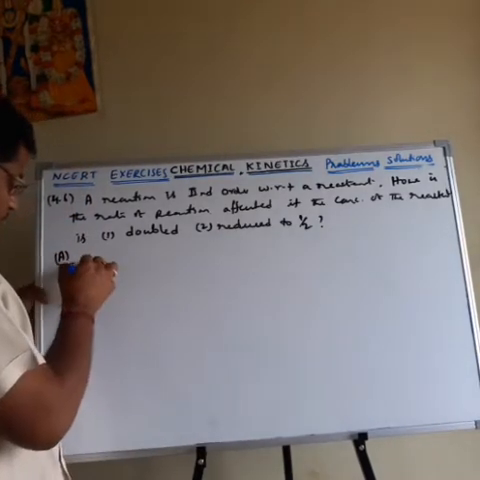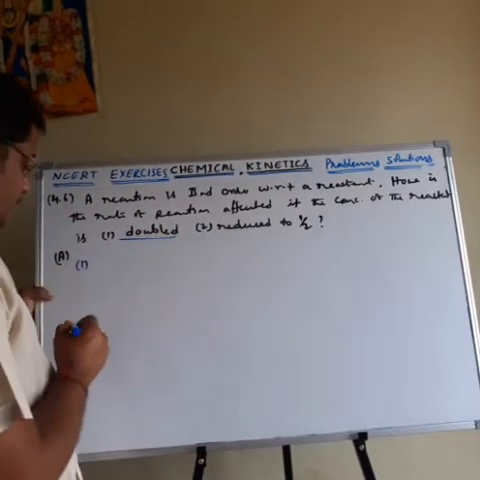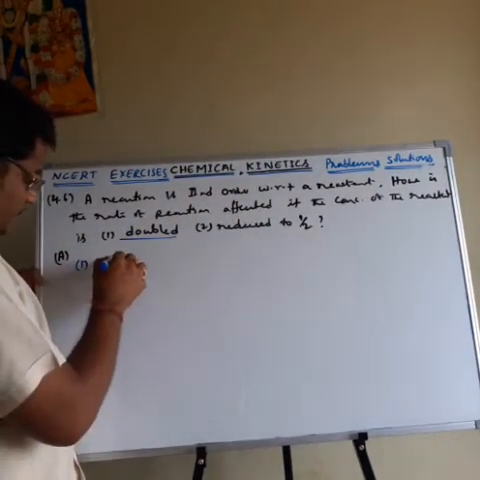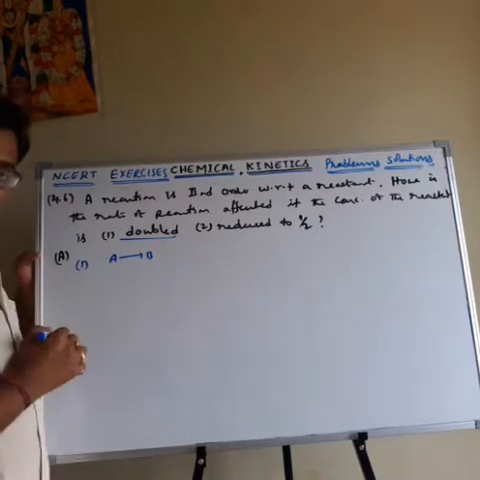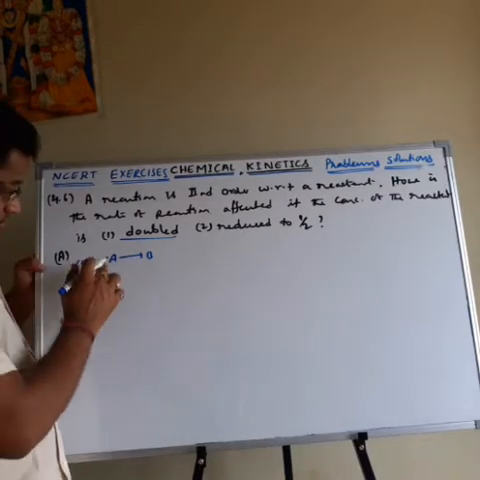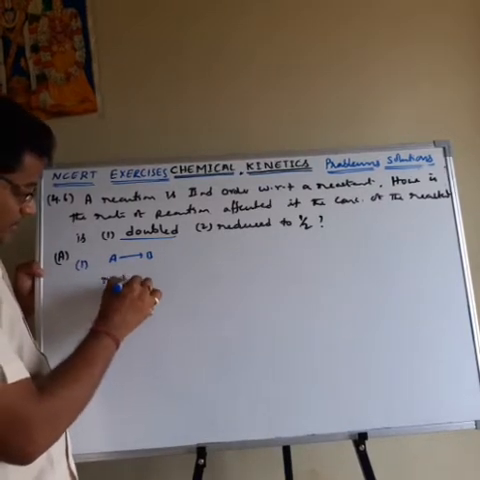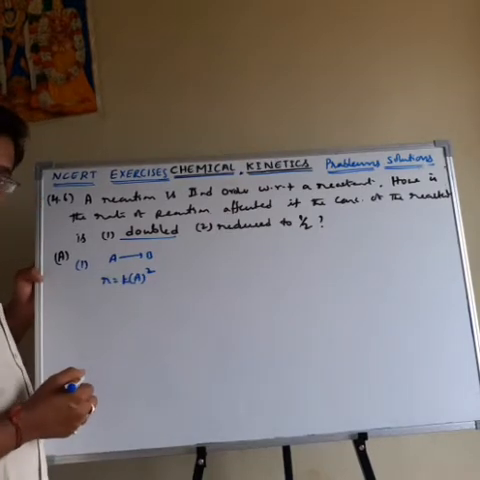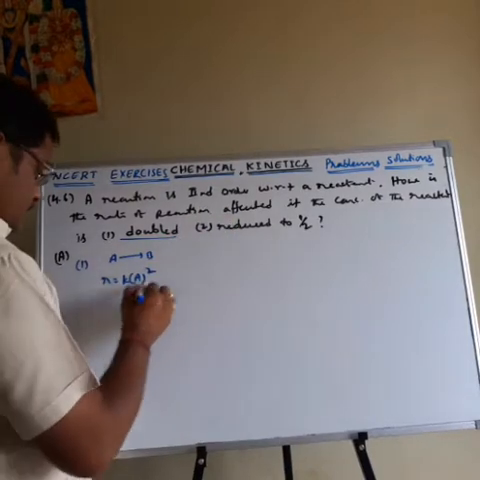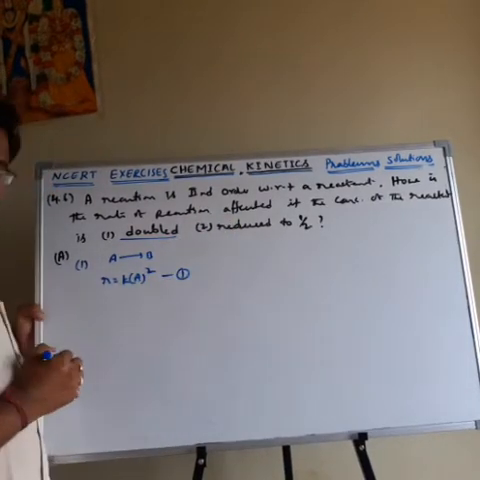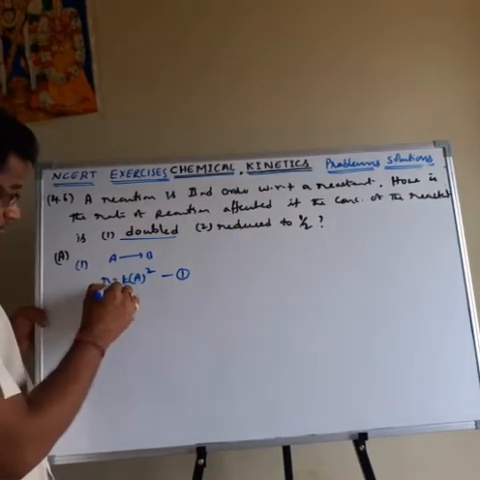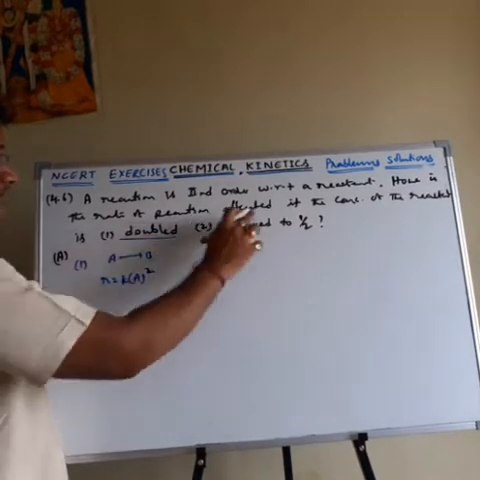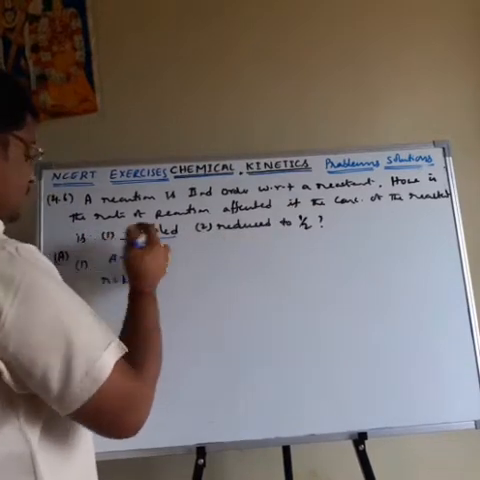See the first one. The rate is second order with respect to the reactant here. A gives rise to B is the reaction. In this reaction, rate is equal to k into [A] power 2, because it is second order with respect to the reactant. This is equation 1. Next, the rate of this reaction when the concentration of the reactant is doubled.